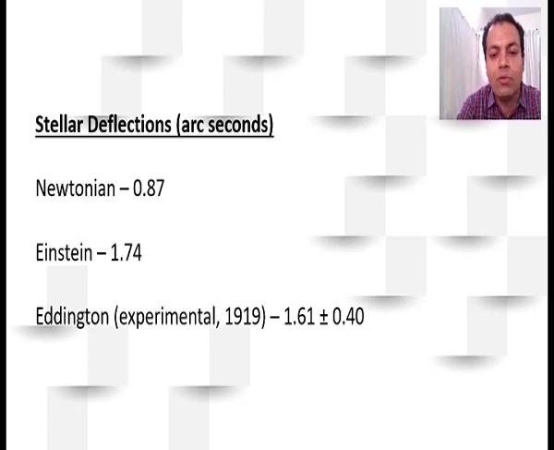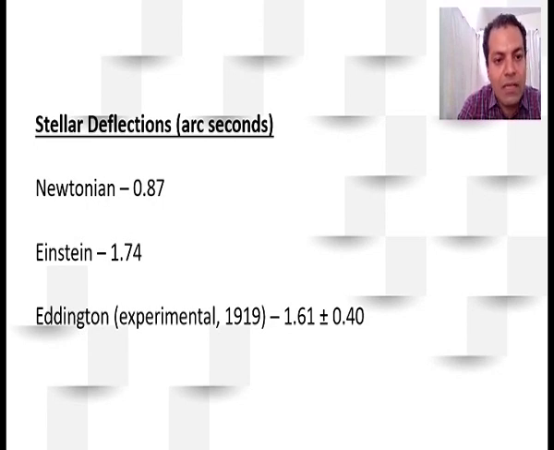Eddington found the value to be 1.61 plus minus 0.40. This value of the uncertainty which they computed for their experiment was crucial in saying that Einstein's theory was right and Newton's theory was an approximation, it was incorrect. The error, the one standard deviation, is only 0.40, which is keeping Einstein's value within the experimental measurement, but keeping the Newtonian value far away from the experimental measurement.